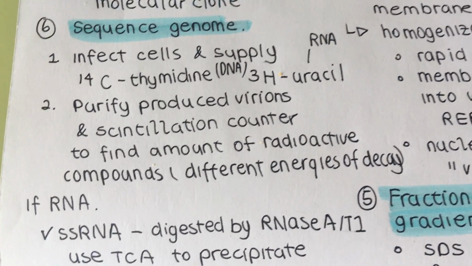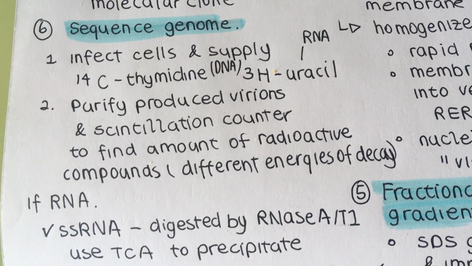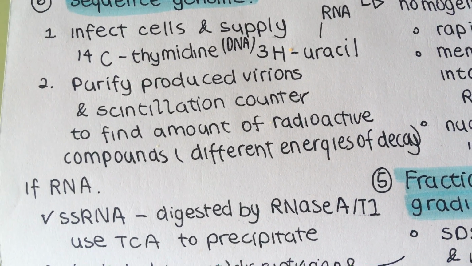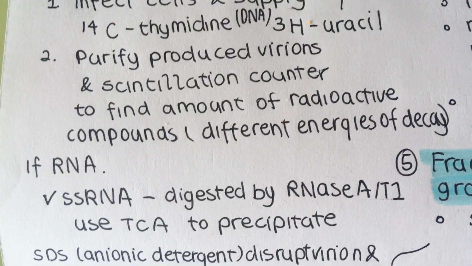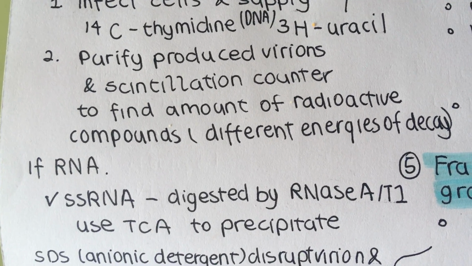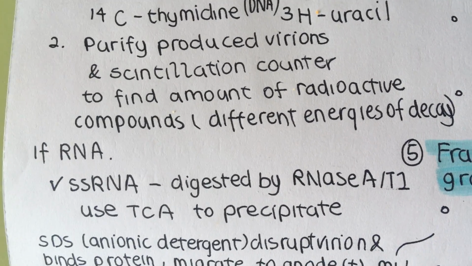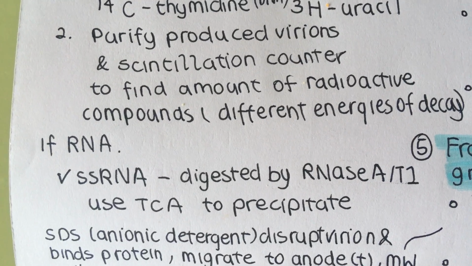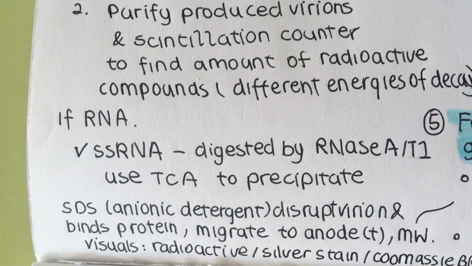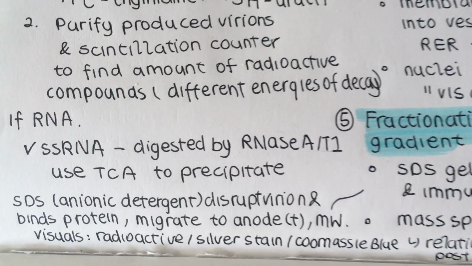If it has more 14 carbon, it is obviously a DNA virion, but if it has more RNA, then it is an RNA virion. And then you can figure out whether or not it is single-stranded RNA by seeing whether it gets digested by RNase A or T1. If it does, it is single-stranded RNA, because this compound doesn't digest double-stranded RNA, only single-stranded. And then you can use TCA to precipitate the remaining nucleic acid for analysis.